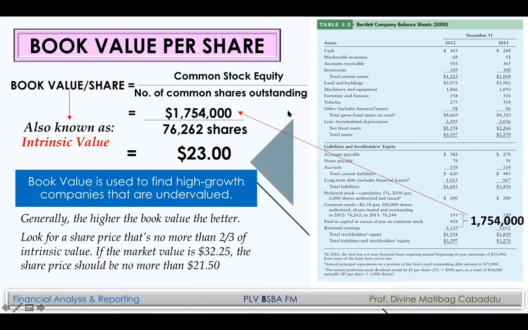Kung nabibili yan ng $32, that means to say, people are willing to pay $32 in exchange for $23 of common shares. Tama? So, book value is used to find high-growth companies that are undervalued. So, the higher the book value, the better. Anong gusto mo? Magbabayad ka ng mas mahal? Magbabayad ka ng 50 pesos kapalit ng $23 na book value? Or maglalabas ka ng 20 pesos pero ang kapalit is $23. Di ba gusto natin mas maliit yung perang nilalabas natin kumpara dun sa nakukuha natin.